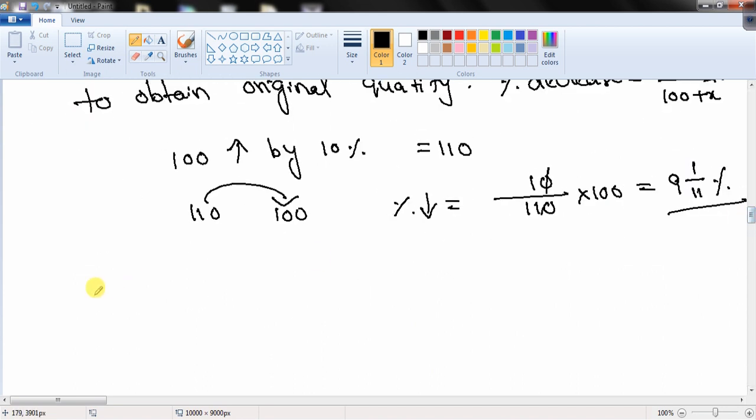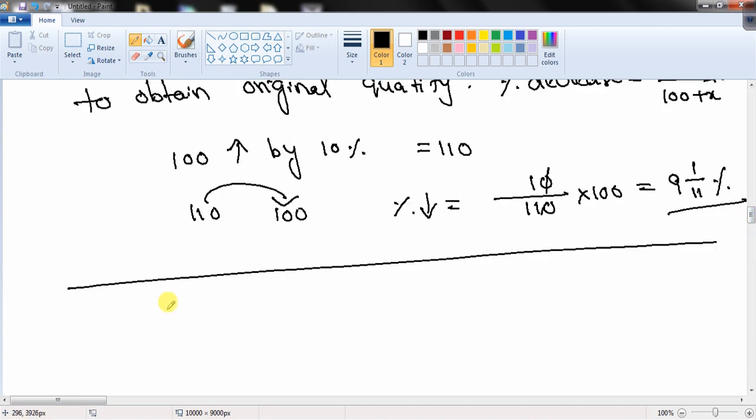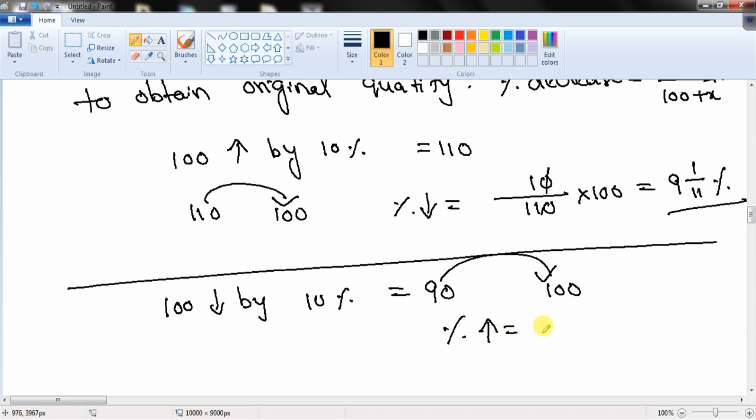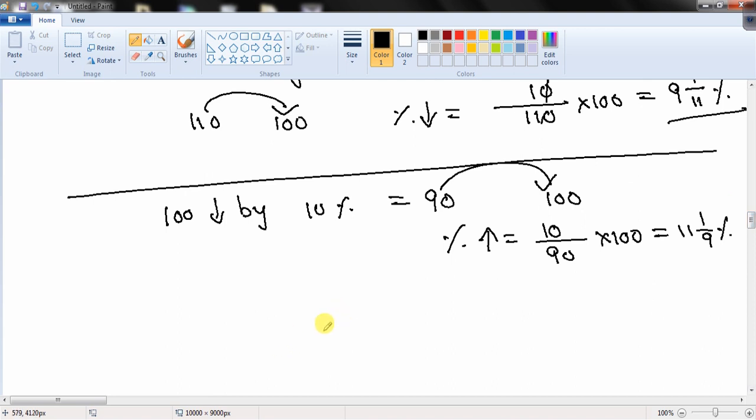Next formula is, if you are decreasing a quantity, suppose 100 is decreased by 10%, meaning 100 minus 10, which is 90. Now by what percentage do I need to increase 90 to get back to 100? Percentage increase is given by difference upon smaller number into 100. So now I should increase by 11 1 by 9%. So the formula is, if a quantity is decreased by X percentage, we should increase it by X upon 100 minus X into 100% to get back to the original quantity.